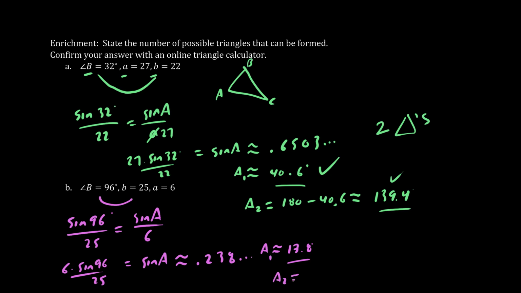And our A2, in case we have the sine law ambiguous case, is going to be 180 minus A1, which is about 166.2 degrees, which is quite large. Now we have a problem. When A is 166 and B is 132, when you add them together, we're past 180. So this second angle is extraneous. It's impossible. So there's only one possible triangle.